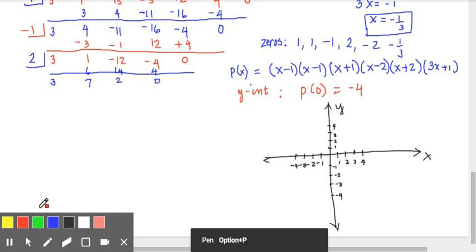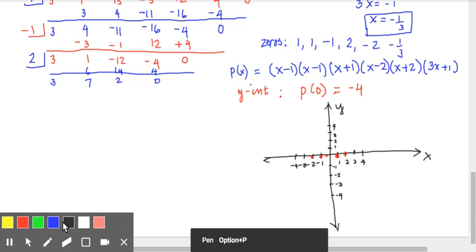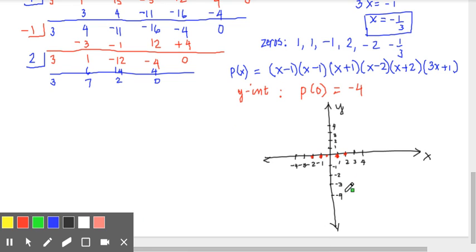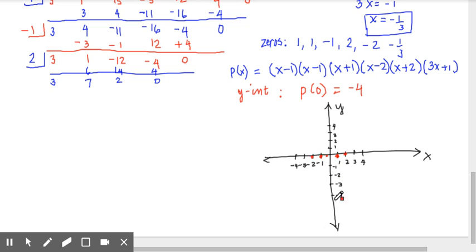Okay, so let's put all the important points. Important points are at 1. So there's 1 here. Then at 2. At negative 1. At negative 2. And there's negative 1/3, so it's right here. Okay, so let's graph. Oh, we need the y-intercept. The y-intercept is negative 4, so let's mark this point here, negative 4.